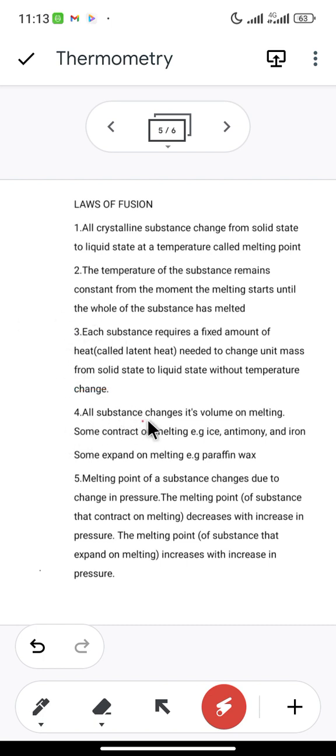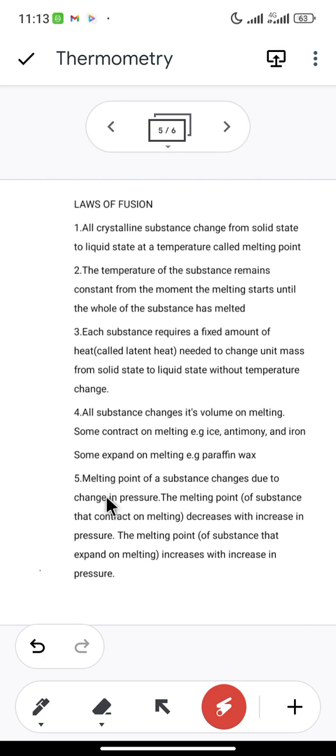All substances change their volume on melting. Yes, when we talk about volume, substances change volume. I know you've heard that some contract on melting. That's like they reduce in volume. Examples are ice, antimony, and iron. Then some expand. Example, paraffin wax. When you're melting, these ones expand.